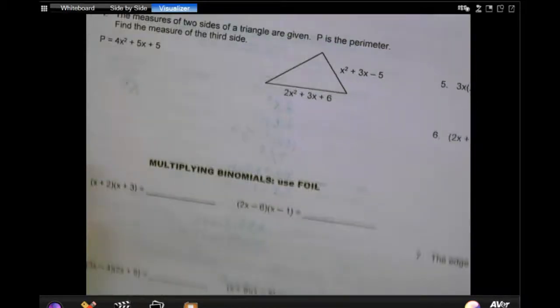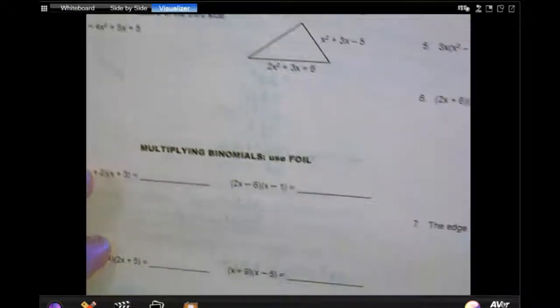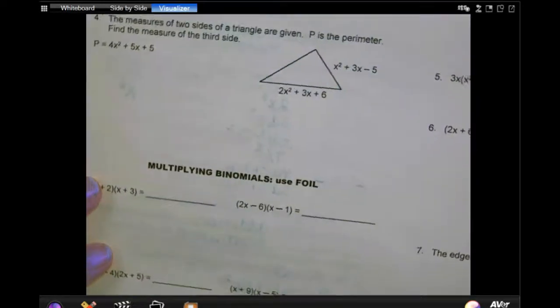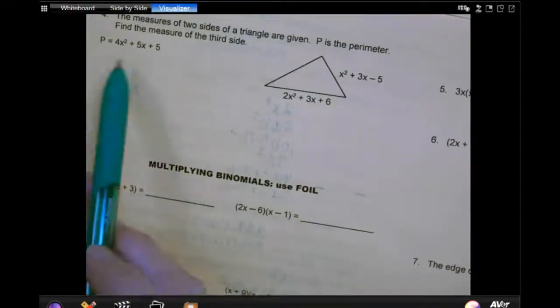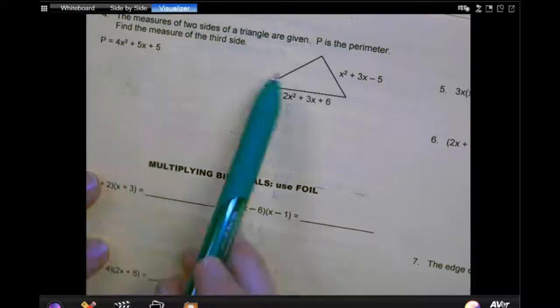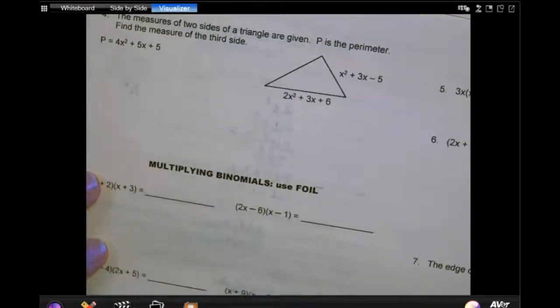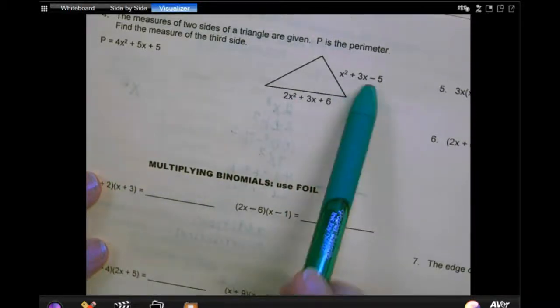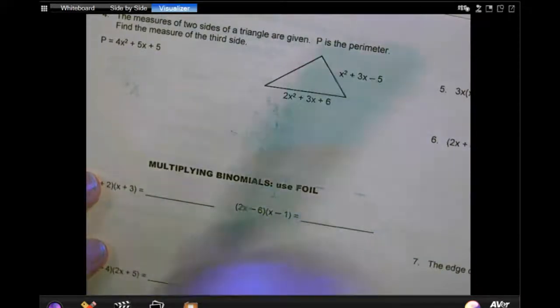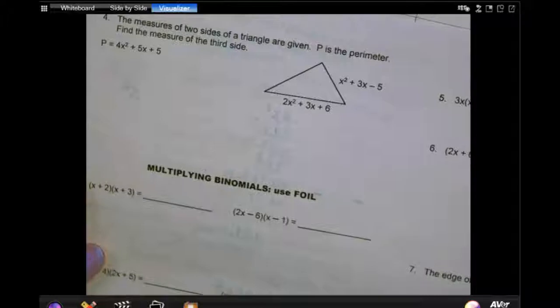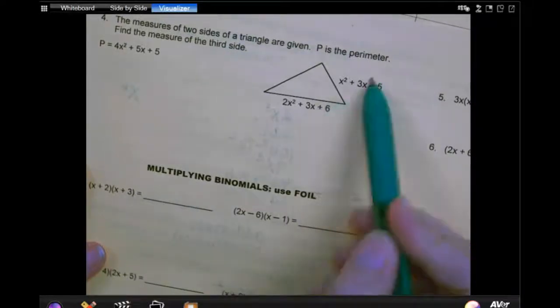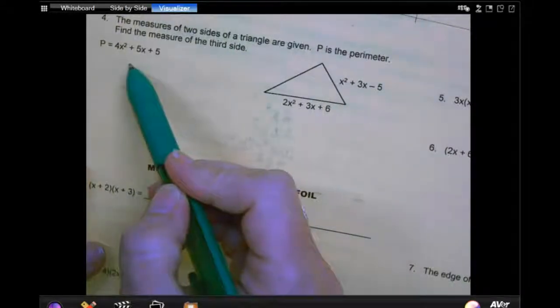So now look at this cute little triangle. The measure of two sides of this cute little triangle are given. And I have the perimeter. So how do I find the third side? If I have two of them, the perimeter tells me all the way around. So how am I going to get this one side? So add these two together and then subtract it from here.